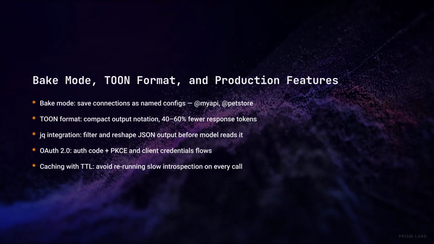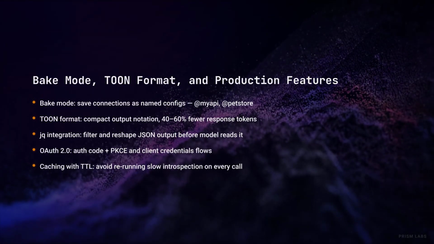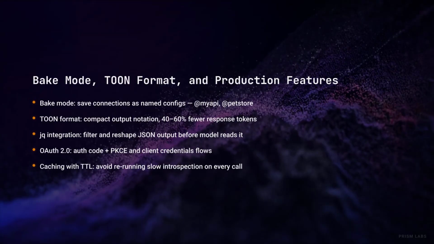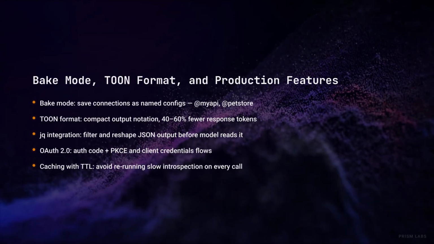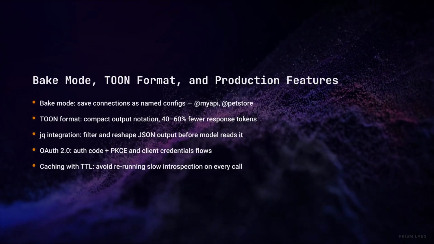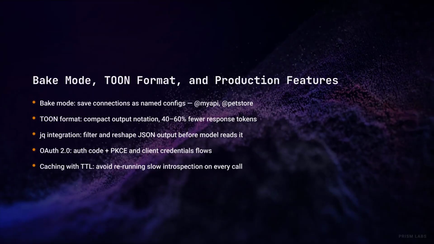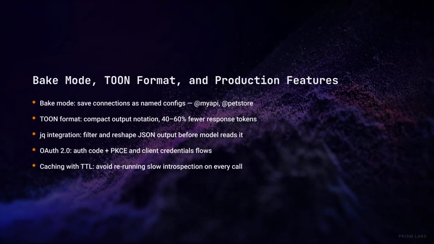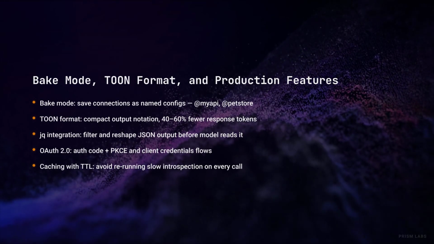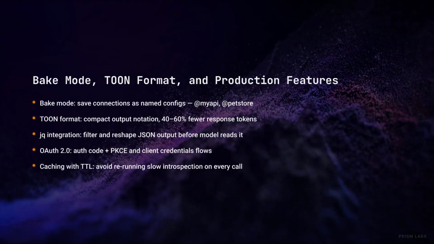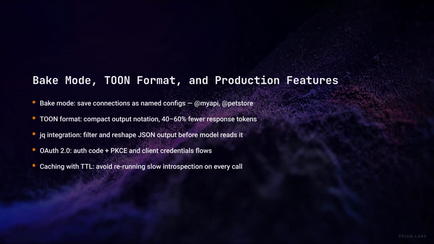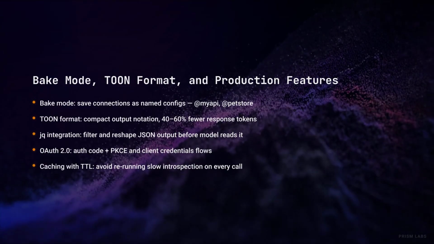Authentication is handled via environment variables or secret files: API keys, bearer tokens, and custom headers. OAuth 2.0 is supported with both the authorization code plus PKCE flow for user-facing apps and client credentials for machine-to-machine. Caching is configurable with the TTL setting, useful for expensive API calls or slow GraphQL introspection runs. The project ships with 96 test cases covering all 4 source types, plus caching and token efficiency.